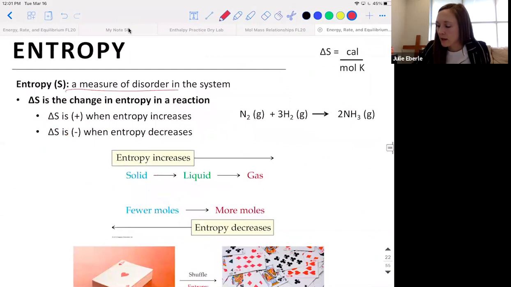This is kind of some repeat of above. Delta S is the change in entropy. So obviously if delta S is positive, disorder, entropy is increasing. Delta S is negative, entropy decreases, right?